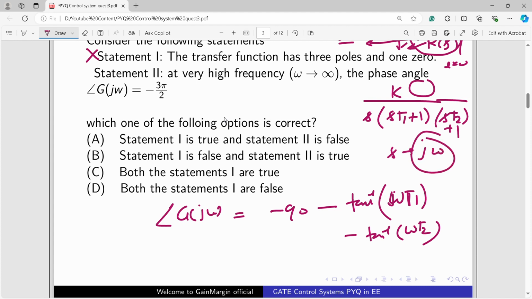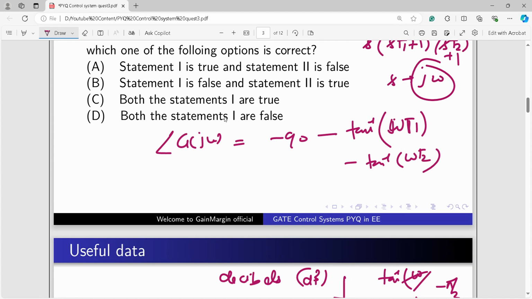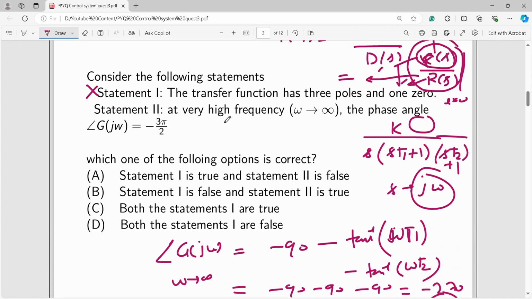Hope you understood. So here, if ω tends to infinity, tan inverse infinity is 90 degrees, so minus 90, minus 90, minus 90, plus 9. You will get minus 270 degrees or minus 3π/2 radians. So the contribution here is minus 3π/2. So option B is correct. So this question is solved.